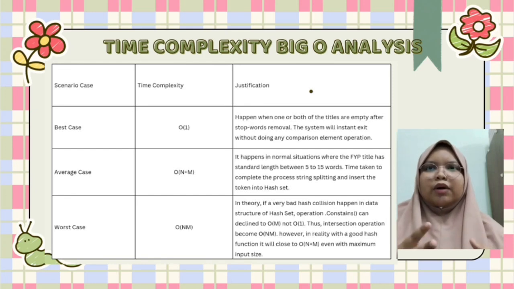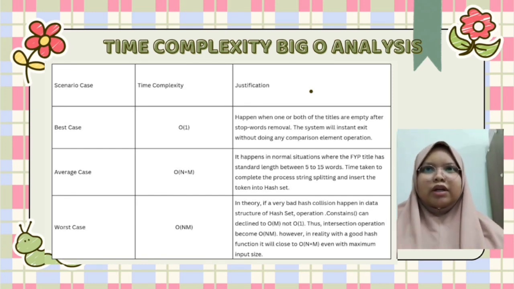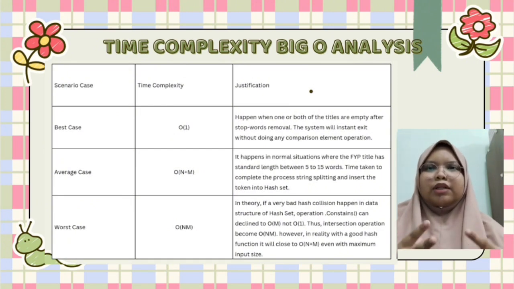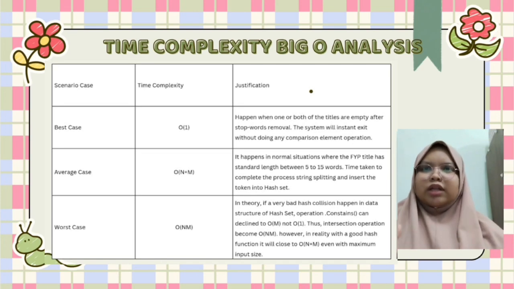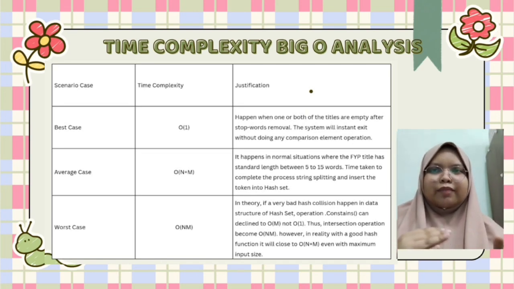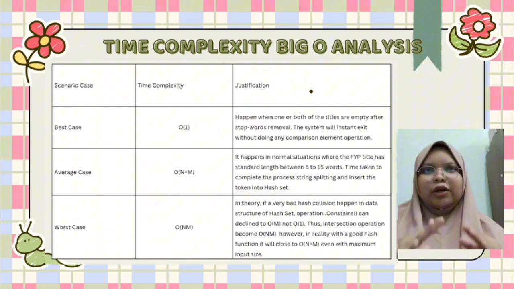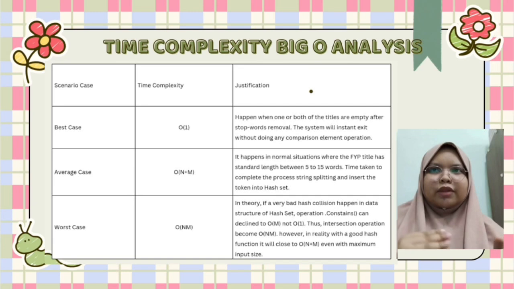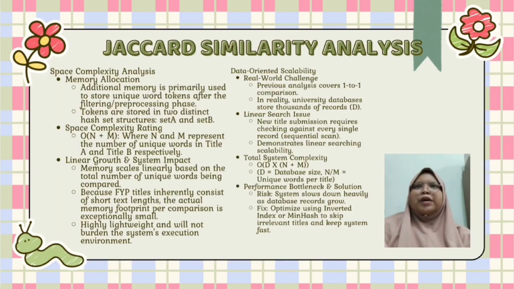For the worst case, big O of n times m. In theory, if a very bad hash collision happens in the data structure of the hash set operation, dot contains can decline from big O of 1 to big O of m. Thus, the intersection operation becomes big O of n times m. However, in reality, with a good hash function, it will be close to big O of n plus m, even with maximum input size. Lastly, we have the Jaccard similarity analysis.